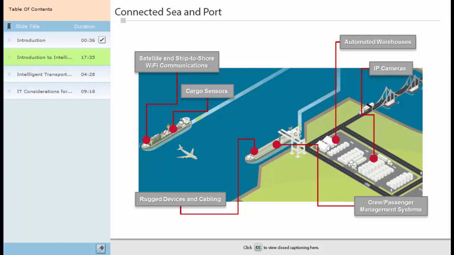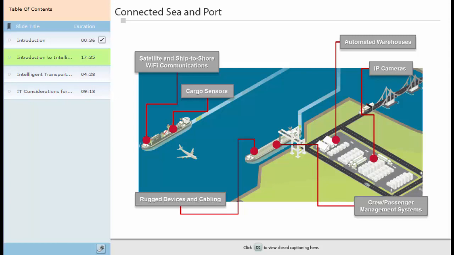Sensors placed inside container units linked to communication antennas, providing real-time cargo tracking data. Rugged ITS devices and cabling are designed to withstand salt and moisture exposure. Crew and passenger management systems allow ship captains to track crew work and rest hours. Satellite communications enable long-range status updates, remote expert collaboration, and the ability to call for help if necessary.